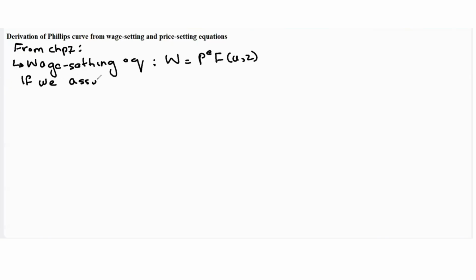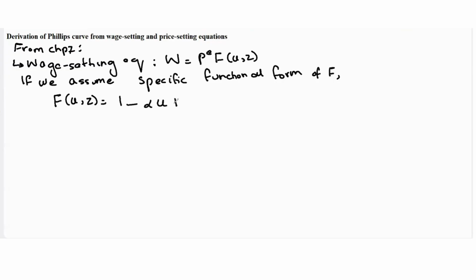Now, if we assume a specific functional form of F, so this is just a general form, we are going to assume a specific functional form, which is 1 - αu + z. Now, a couple of things to note here.